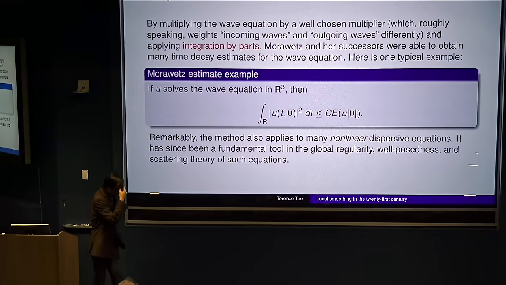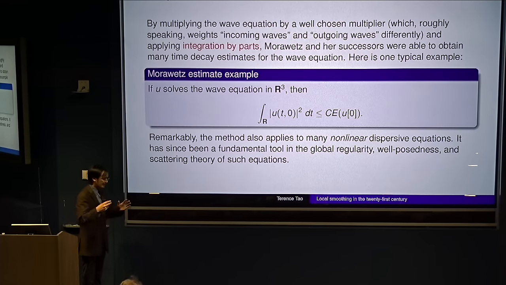Basically what Morawetz did was she modified energy conservation. Energy is conserved, so she looked at modified energies where she treats incoming waves and outgoing waves differently. She multiplies the solution by a certain multiplier. The way it works is incoming waves, waves that go towards the origin, get a negative weight, but waves that go out, away from the origin, get a positive weight. And by weighting the energy, it's no longer conserved, but what she shows is it's actually increasing.